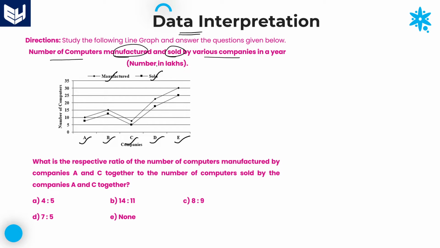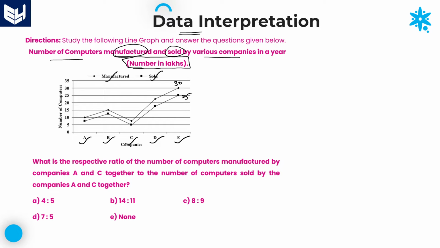And one more thing is, whatever values are provided in this line graph, all the values are in terms of lakhs. Number in lakhs, indicating that this particular value is 30, which indicates 30 lakhs. If this value is 25, that is 25 lakhs. If it is 12, if it is 10, 10 lakhs. Like that you need to take into consideration.